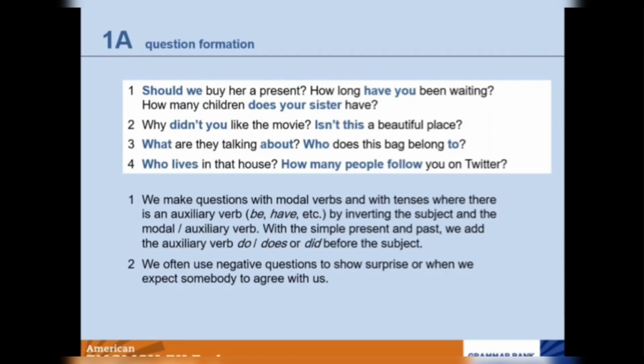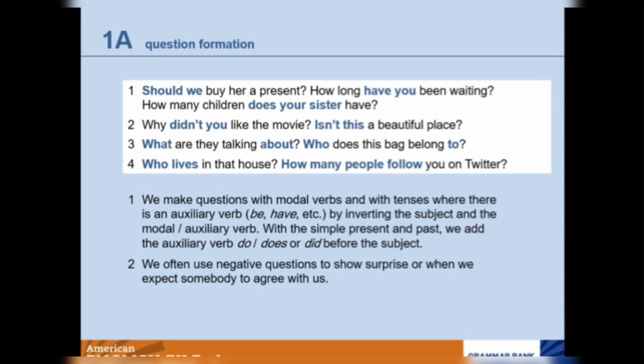So let's read the first questions. Should we buy her a present? How long have you been waiting? How many children does your sister have? To make a question with modal verbs, and with tenses where there is an auxiliary verb, be, have, etc., we invert the subject and the auxiliary verb. With the simple present and past, we add an auxiliary verb, do, does, or did, before the subject. So we say here, how many children does your sister have?